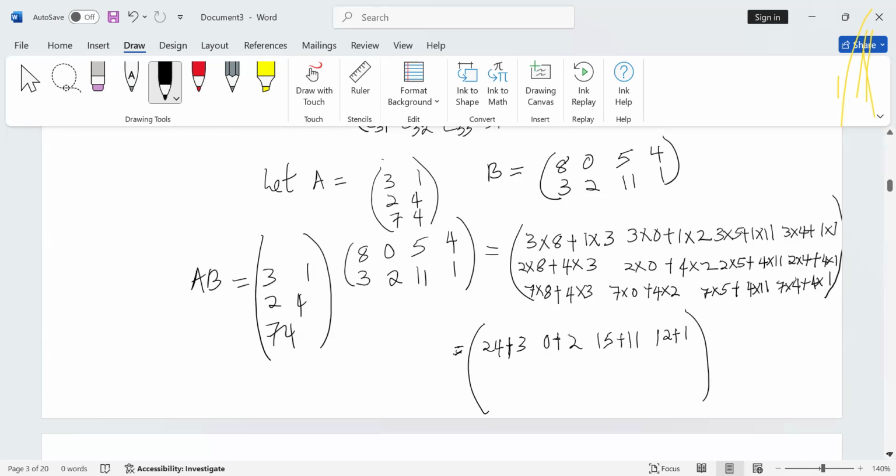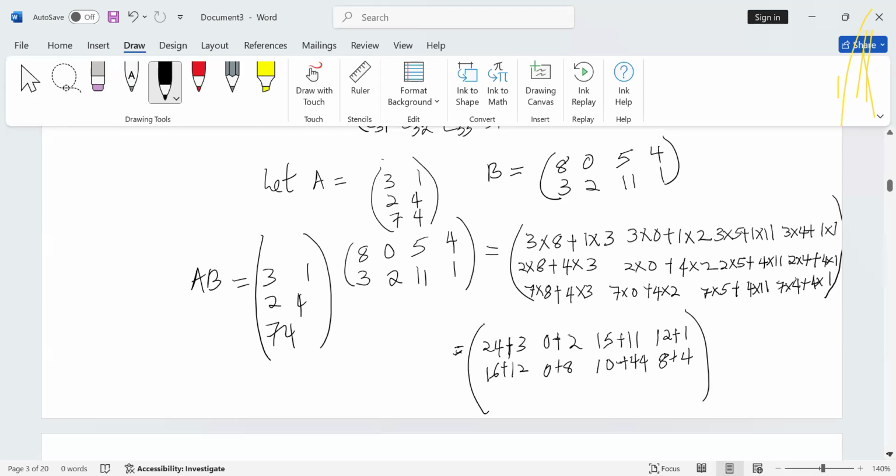2 times 8, 16. 4 times 3, 12. 2 times 0, 0. 4 times 2, 8. 2 times 5, 10. 4 times 11, 44. 2 times 4, 8. 4 times 1, 4.